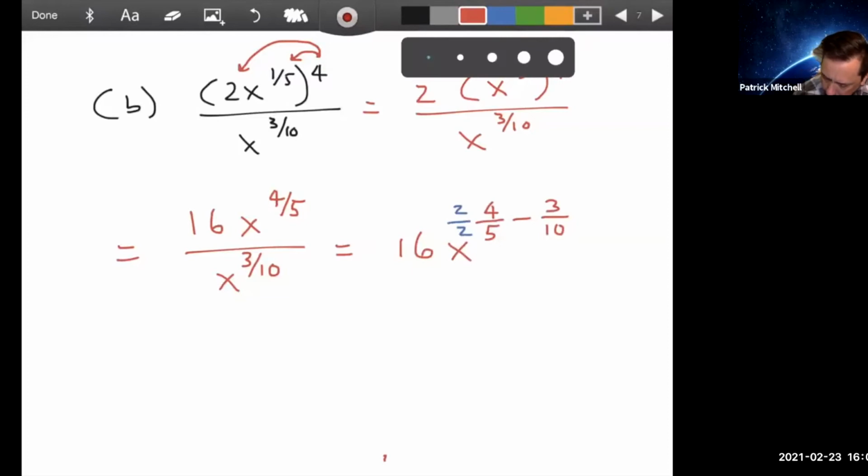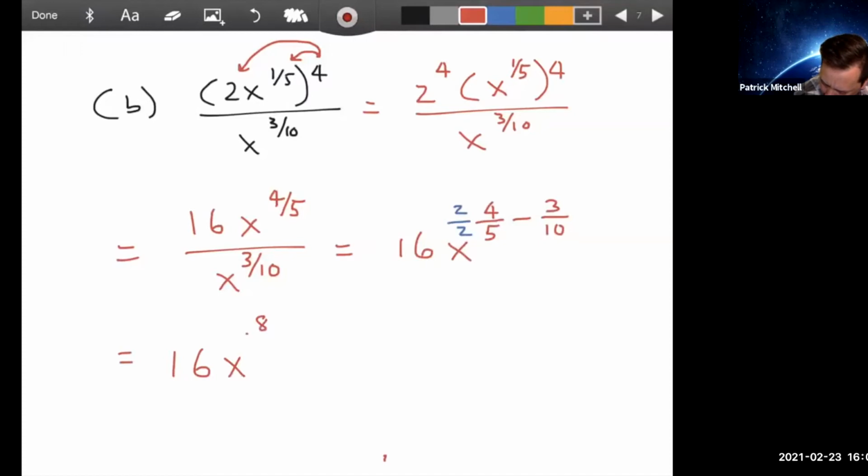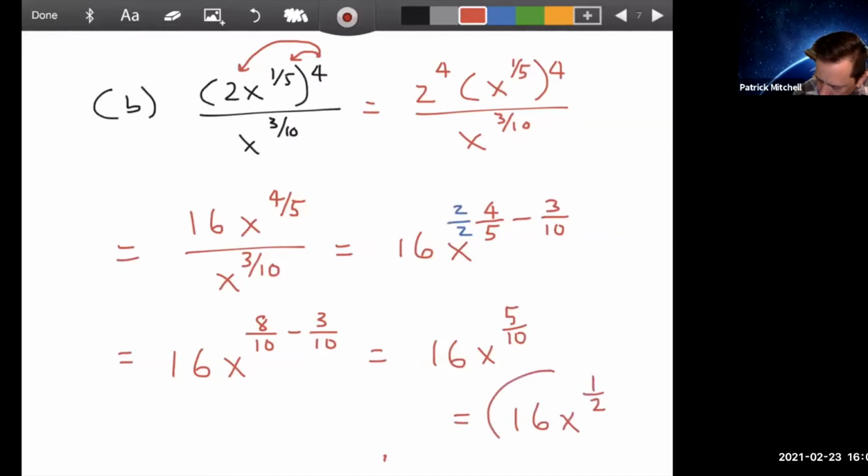And that is going to give me 16x to the 8/10 minus 3/10. 8/10 minus 3/10 is 5/10. And of course, 5/10 is just 1/2. So you would write this as 16x to the 1/2. All right, not too bad once you get a little practice.